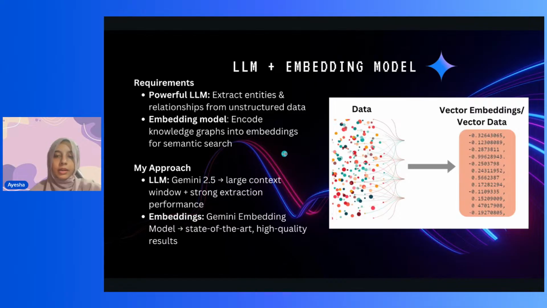So for this workflow, I used Gemini 2.5 because it has a very large context window, which is perfect for handling a large amount of data, and it has very powerful capabilities because it can extract entities, relationships, and their properties in a very robust manner. And for embeddings as well, I'm using Gemini embedding models, which are quite recent, but also very powerful and configurable. So you can even change embedding dimensions based on whatever your requirements are.